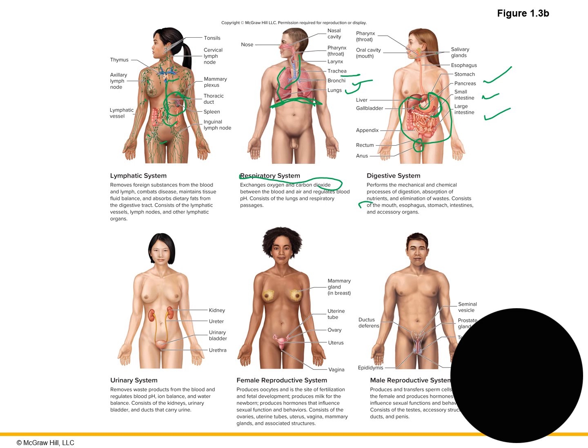Then the next one is the urinary system. Most of the organs are in the abdominopelvic cavity over here. They remove waste products from the blood and regulate pH, ion balance, and water balance. The main organs are the kidneys, ureters, urinary bladder, and urethra.